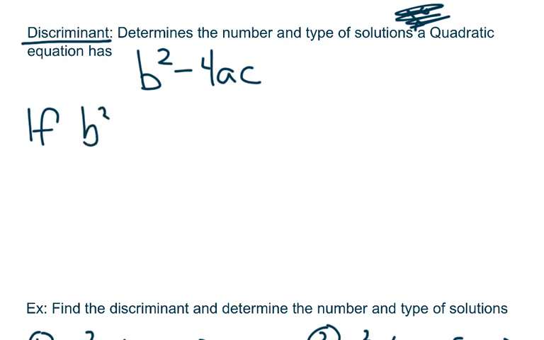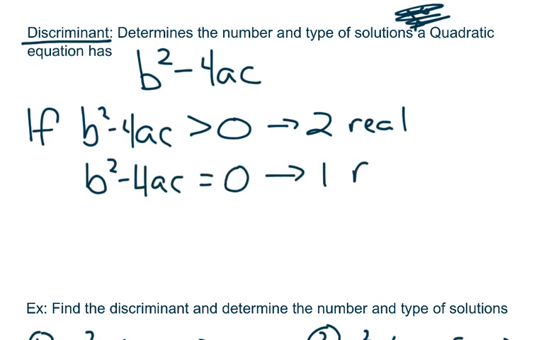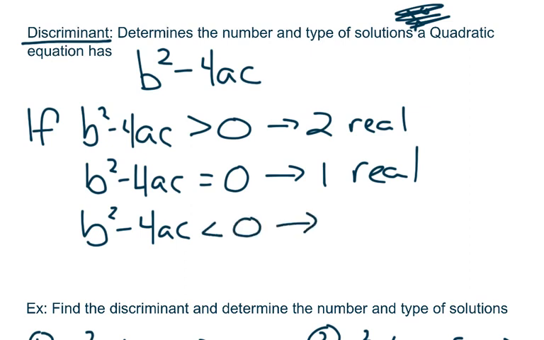If b squared minus 4ac is greater than 0, if it's positive, then we have 2 real solutions. If the discriminant b squared minus 4ac is equal to 0, that meant we had 1 real solution. And then in the last example, b squared minus 4ac was less than 0, which meant we could think of this one of 2 different ways. We could say it's 0 real, or we could say 2 imaginary. Either one would be perfectly acceptable.